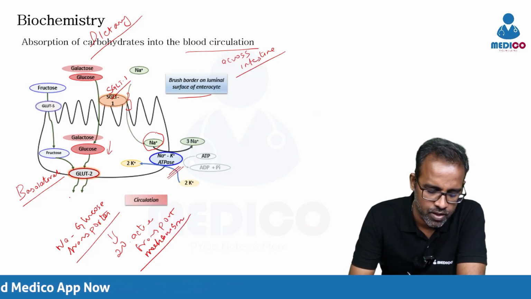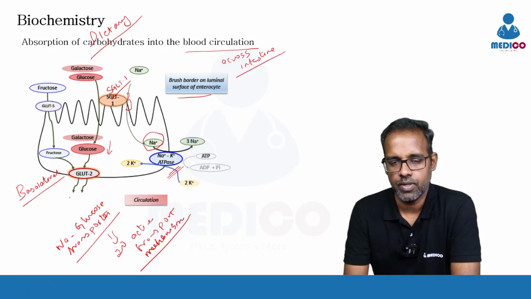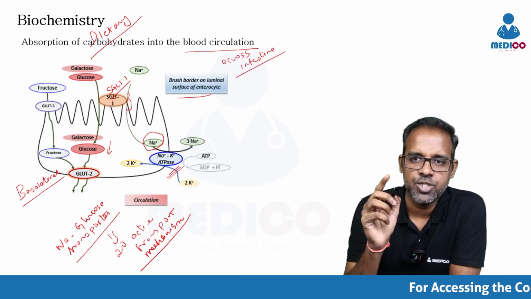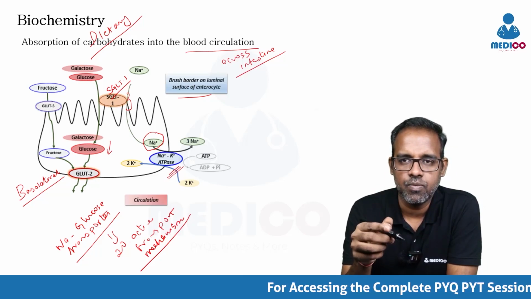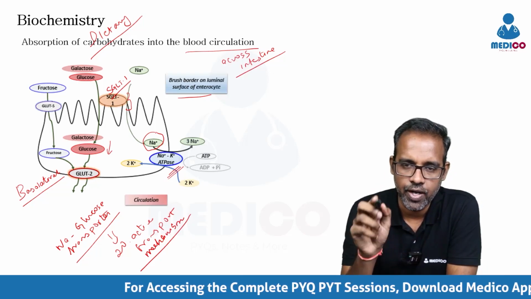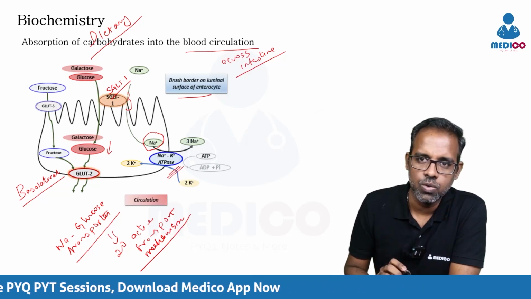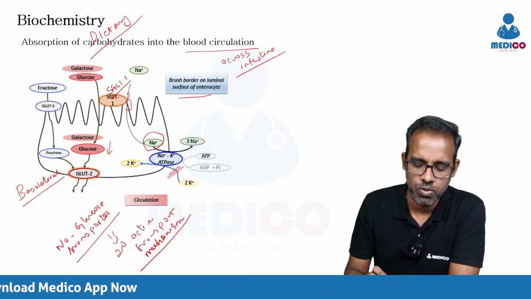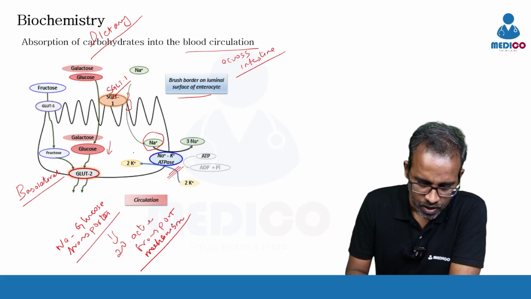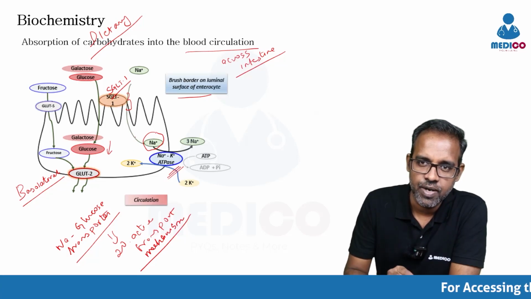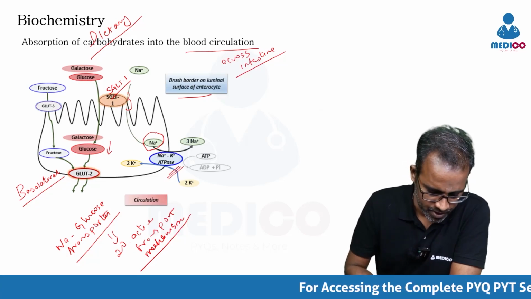Fructose, very simple. It comes through GLUT5 and then goes out through GLUT2. That's it. So with this, we came to know SGLT1 is present on the apical aspect, where it absorbs glucose along with sodium. Once inside the enterocyte, glucose is taken out through GLUT2, the basolateral glucose transporter. And sodium inside the enterocyte is maintained by the sodium potassium ATPase.